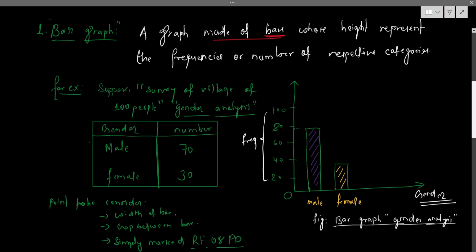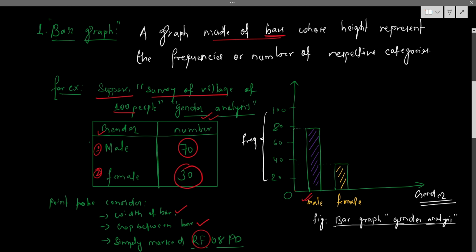A bar is a rod-shaped structure, as you can see here in this figure. Consider a survey in a village of 100 people, where I did a gender analysis. I have data for the genders male and female: out of 100 people there are 70 male and 30 female. In order to draw the bars, we have to consider some points. The width of the bar is constant, the gap between the bars is constant, and it represents the relative frequency.